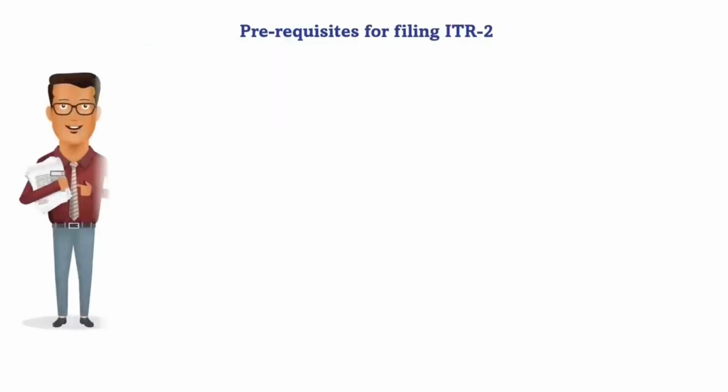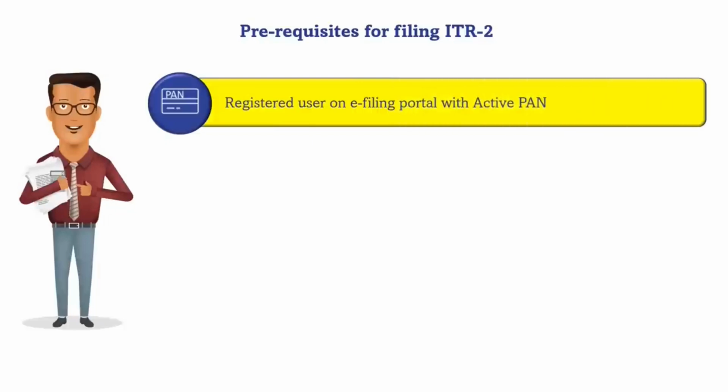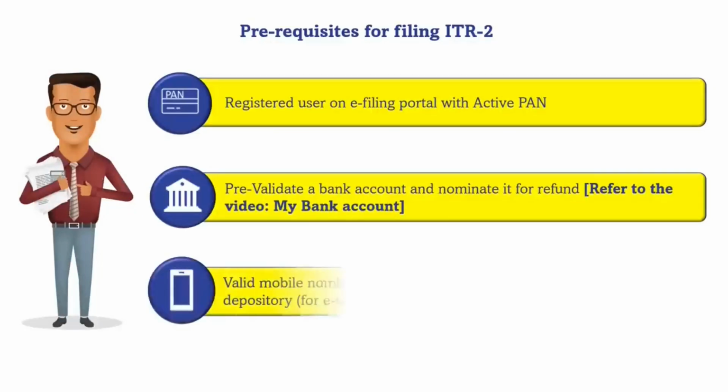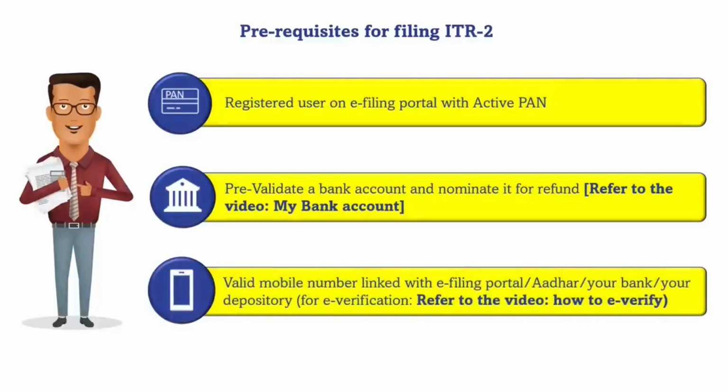In order to file Form ITR-2, you should be a registered user on the e-filing portal with an active PAN. In case of refund, you must pre-validate a bank account and nominate it for refund. You should also have a valid mobile number linked with the e-filing portal or a mobile number linked with your Aadhaar, your bank, or your depository for the purpose of e-verification.